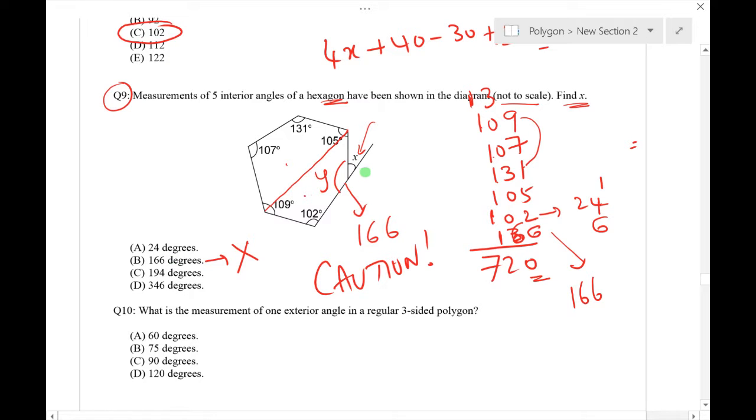And so x is going to be 180 minus 166, and therefore that's going to be how much? It's not 24, it should be 14 degrees. So it should be 14 degrees. Do you understand that?